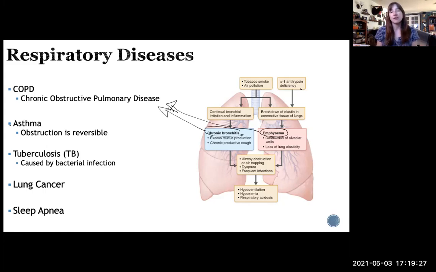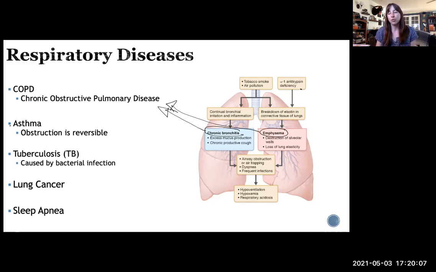TB, tuberculosis, caused by a bacterial infection, decreases lung efficacy. Lung cancer, of course, is going to decrease lung efficacy because literally the cancerous cell will divide until you end up with a tumor that's going to take up a lot of the space of the lung and take up space that would otherwise be used for gas exchange. And in addition, those cells are very, very likely to slip into the capillaries, into the bloodstream, and in that way metastasize in other parts of the body. And that happens fairly early on in the cancer process.